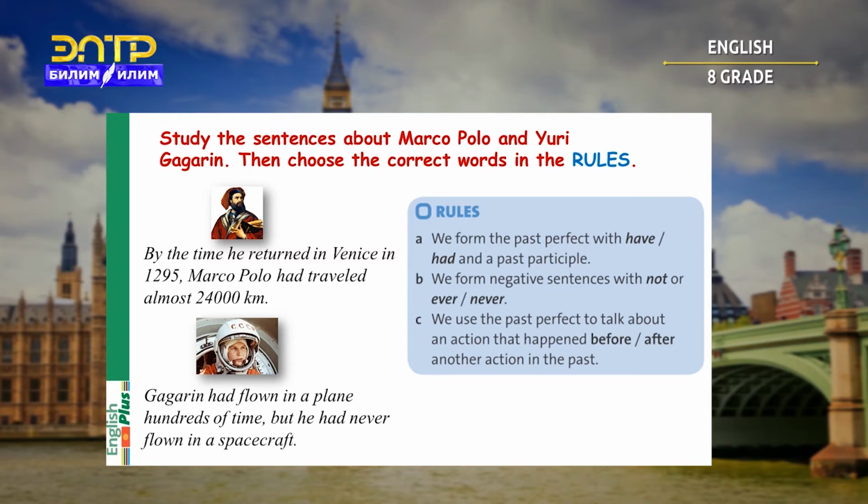Rule A. We form the past perfect with have or had and a past participle. Right, we should use auxiliary had. Rule B. We form negative sentences with not or ever or never. Right, we should put never. Rule C. We use the past perfect to talk about an action that happened before or after another action in the past. That's right. Before.